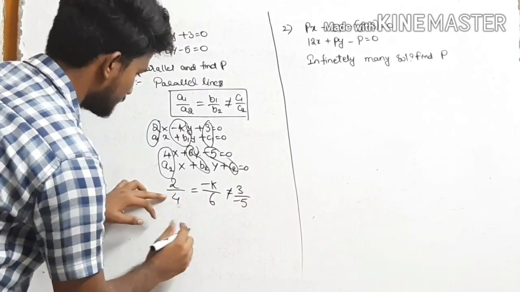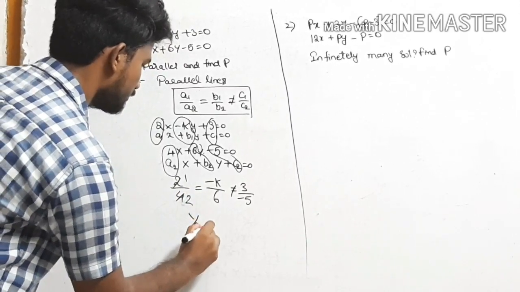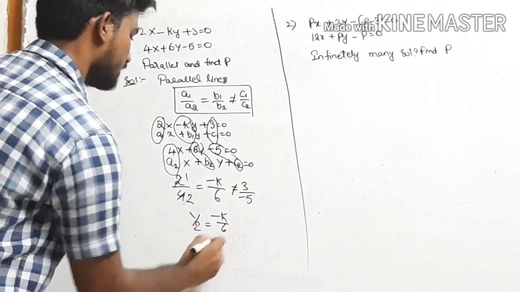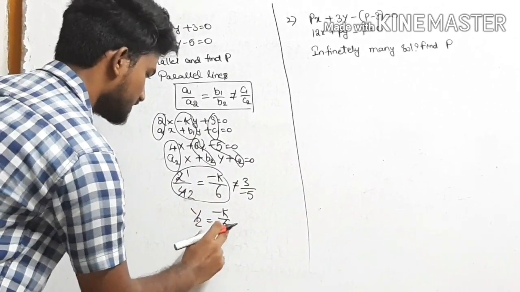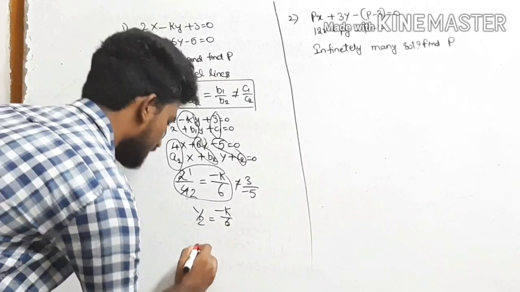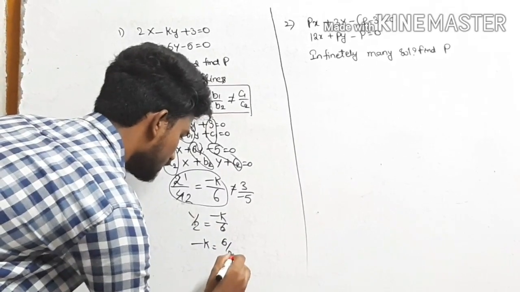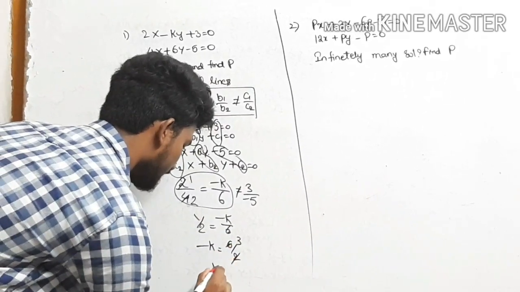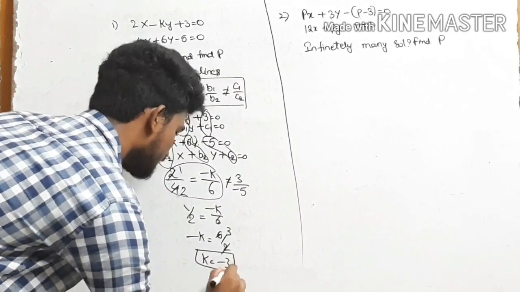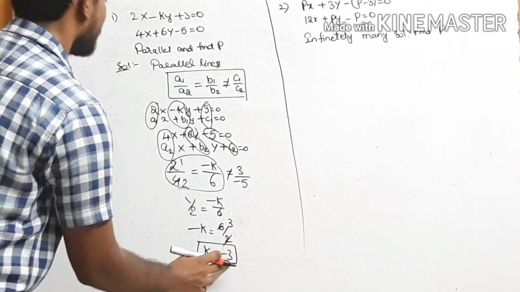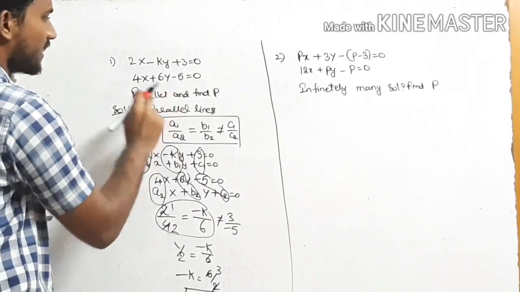Then with this formula, 2 ones are 2, 2 twos are 4, so 1 by 2 equals minus k by 6. You can find the k value, so we can take only these two ratios, 1 by 2 and minus k by 6. Then by cross multiplication, minus k equals 6 by 2, which is 3, so k equals minus 3. If we put k equals minus 3 in this equation, then these two lines are parallel.